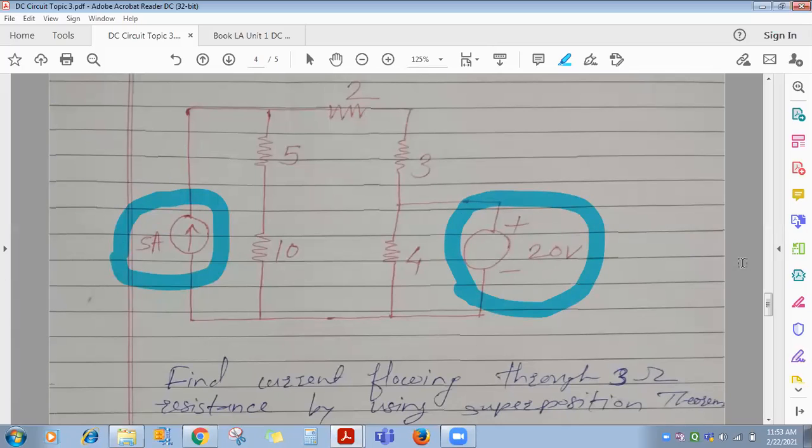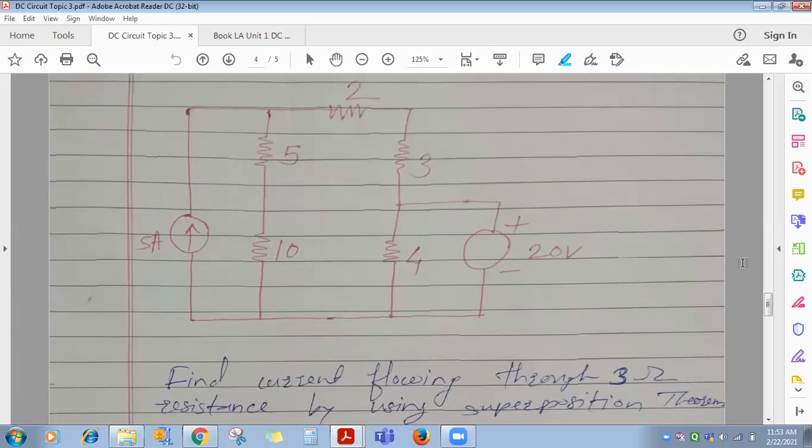Next thing is what this superposition theorem states: consider a single source at a time. That means I'll consider first the 5 ampere source only.